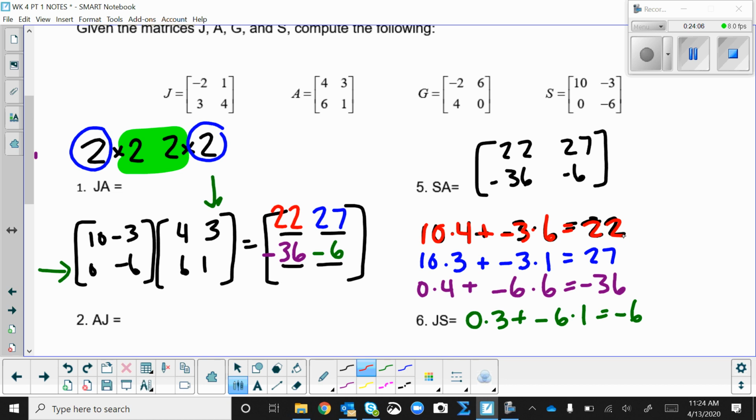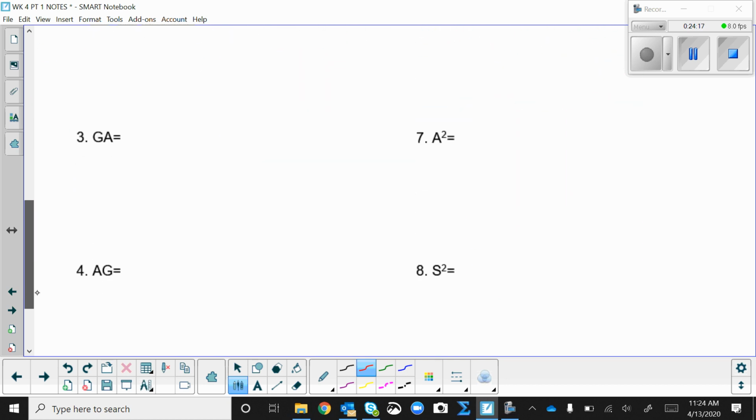So I'm not going to work all the rest of the examples for you. I do, though, just want to talk about one more problem with you. So if you go down your notes sheet and look at 7 and 8. And what's different about the way that's set up than the other ones? Do you notice? They say squared, right? But squared is just repeated multiplication.